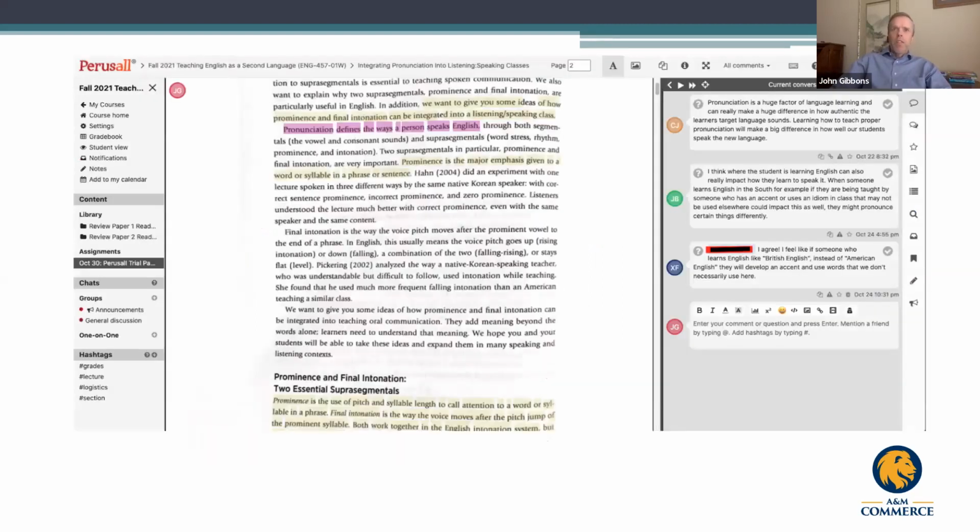Again, just a few more examples to get you an idea of what we're talking about here. So here you have a student who highlighted "pronunciation defines the way a person speaks." And then CJ comes in and comments, "pronunciation is a huge factor in language learning." And so they start to talk going forward, and you have follow-up conversations. "I think the student learning English is also a real impact on how they learn to speak." XF agrees, "I agree." So you have this sort of conversation to get started, and then they build off of this to develop a little bit of community in class.